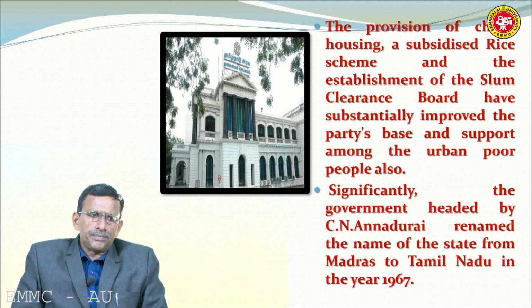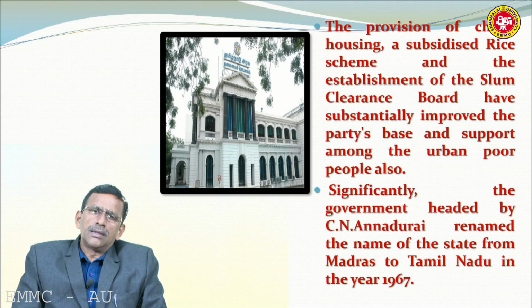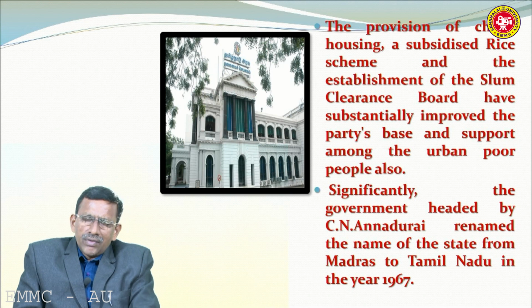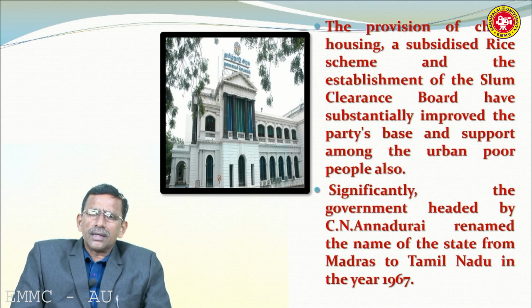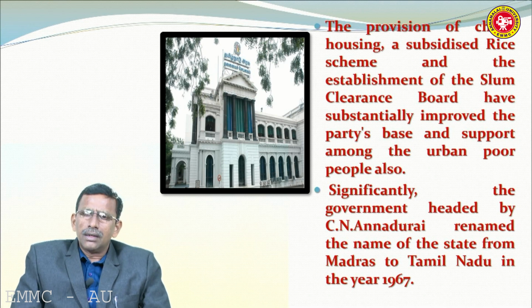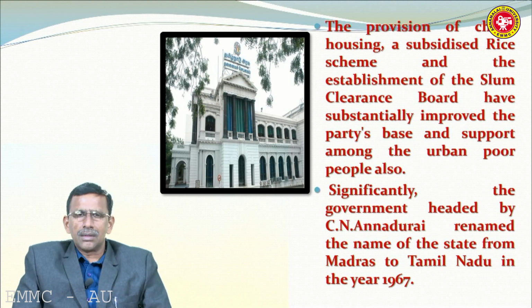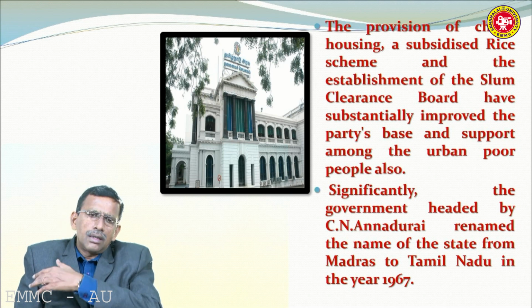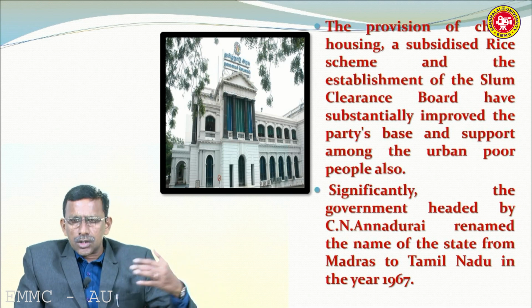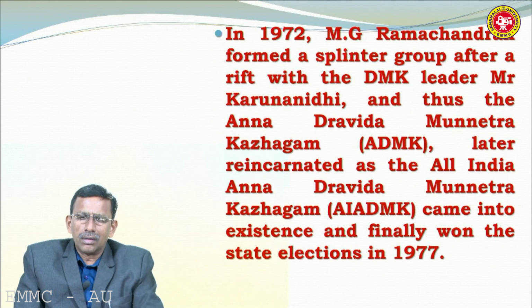And more important, in 1967, C.N. Annadurai took a major decision after getting the approval of the state legislature. C.N. Annadurai's government, DMK, renamed the state from Madras to Tamil Nadu in 1967. So that was a wise decision by C.N. Annadurai and DMK, and it extended its political and social base across the state of Tamil Nadu.